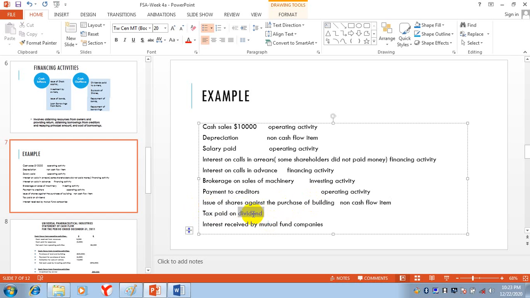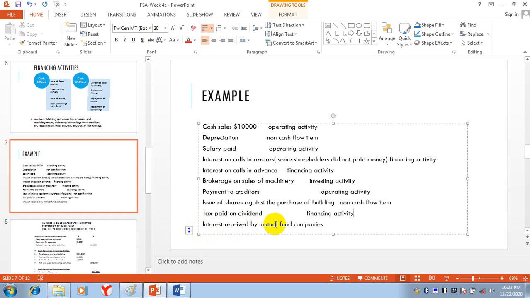Tax paid on dividend. When you are paying dividend, dividend comes in financing activity. So the tax paid on dividend will also be a financing activity.